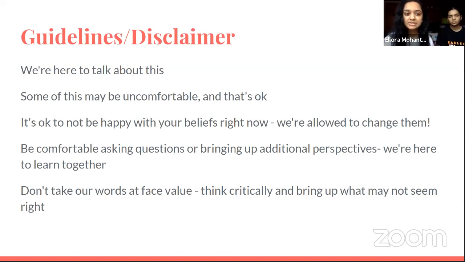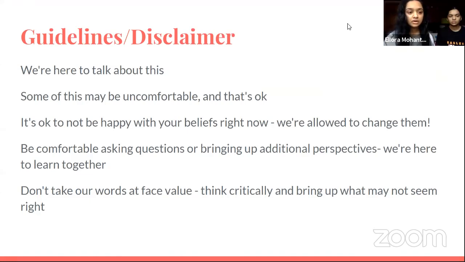And again, please try to take our words with your own perspective. Don't take them at full face value. We really want to encourage critical thinking and bringing up points that you may not even think are right, because I think it's important that all of us look at everything that we're speaking about from multiple perspectives, just for that same goal of trying to understand better and change if we need to.